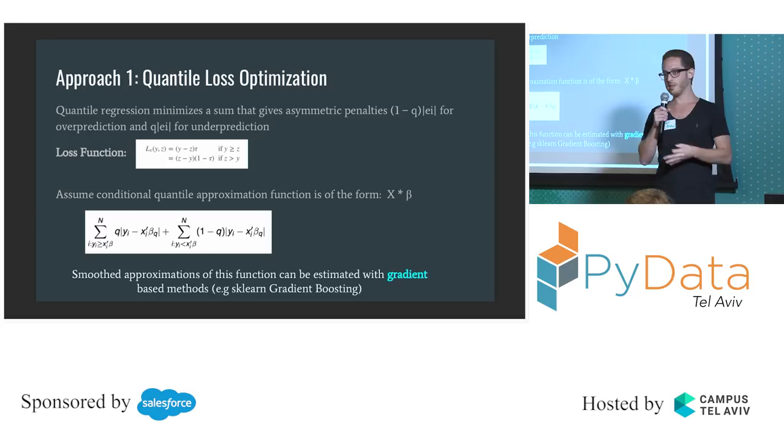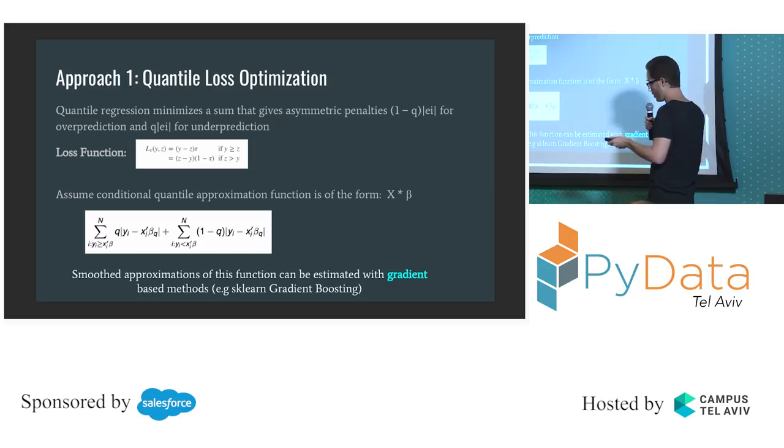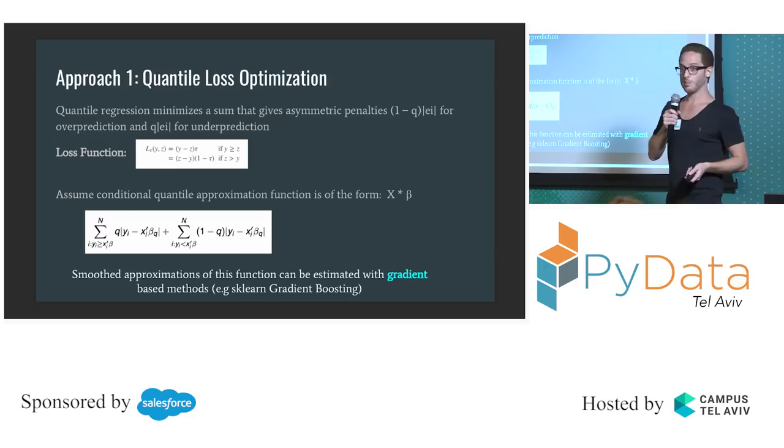Now we're approximating this function. This function is not differentiable everywhere, so you can't use vanilla gradient descent, but smoothed approximations of this function do exist in the literature. One such approximation you can find in the gradient boosting methods of scikit-learn. All you need to do is specify the loss function to be the quantile loss and choose what quantile you want to model.